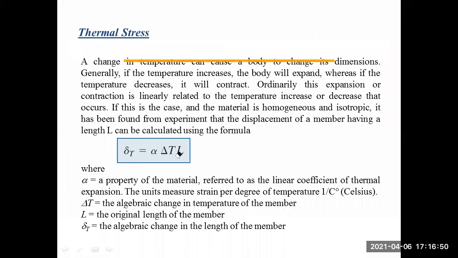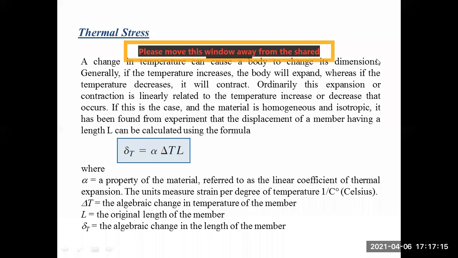No question about this formula? Okay, so basically we use this formula. This is a material property, usually given in the question. Change in temperature is usually given. It depends on the question, of course. Original length of the element is given, so that we know how much change the element would experience, delta L. Change in length is how much the element would change in length due to the change of temperature.